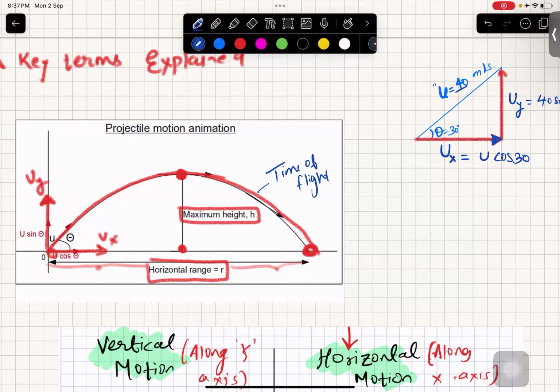This keeps on changing. The vertical one keeps on decreasing, but the horizontal remains constant. At the max height, the vertical velocity eventually becomes zero. Then it starts increasing but in the opposite direction, and the horizontal remains constant.